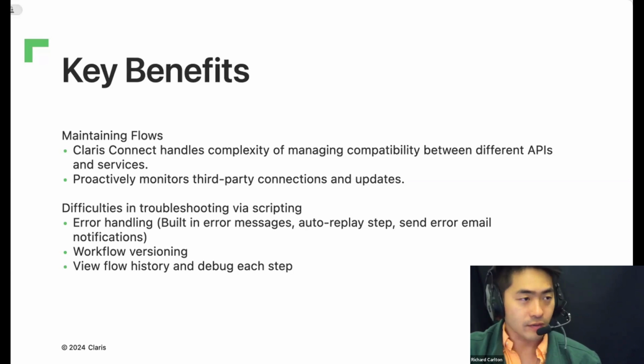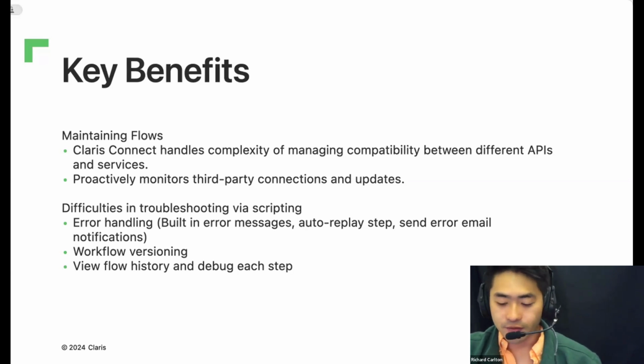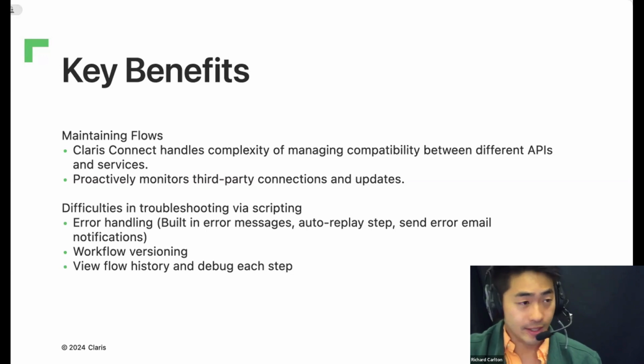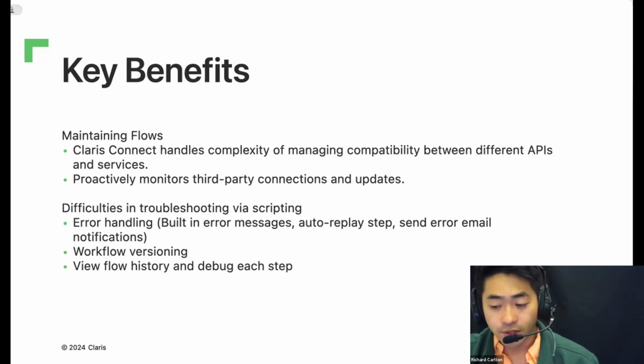In Claris Connect, you have this fun aspect of, hey, if something fails at a certain step, you can auto replay that step 5 times. So it can go over that error and continue to make sure that it's verified as an error. Another thing is it sends you an error email notification anytime something breaks. We have an option, literally something you toggle on, to say, hey, do you want an email to be notified to you if something does fail?